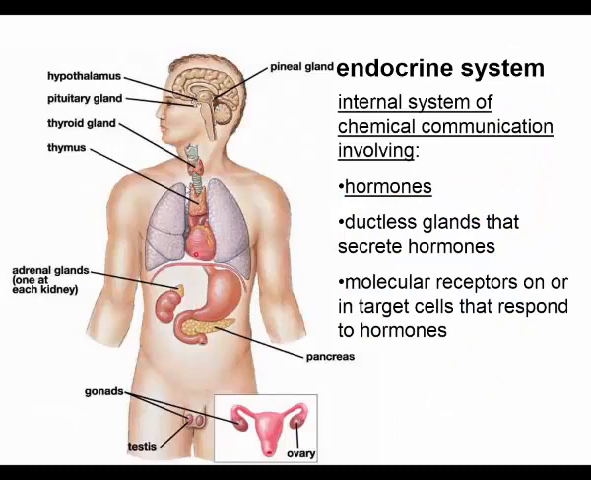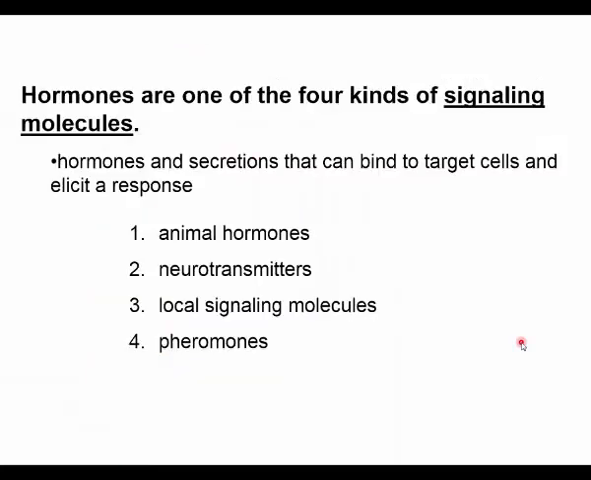The endocrine system is found in lots of different parts of the body. There are hormones that we're going to be focusing on that are produced through ductless glands, meaning they don't have an actual hole for the hormones to come out of. And there are molecular receptors that will receive these hormones either on or in target cells where the response is needed. Now, animal hormones are just one type of signaling molecule that can be used.